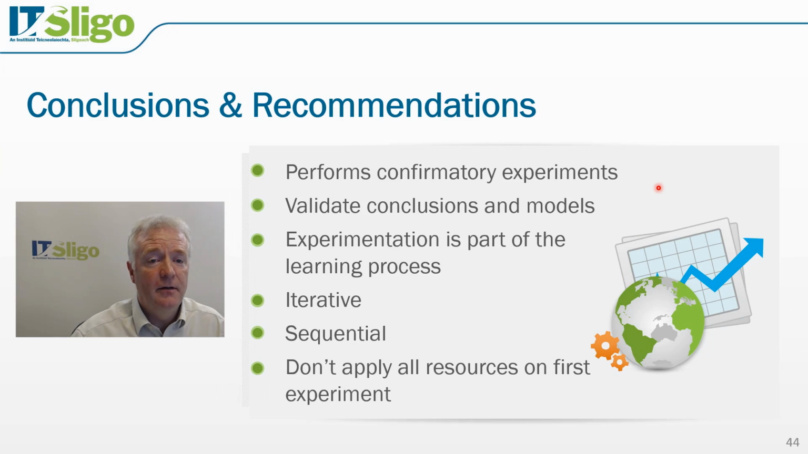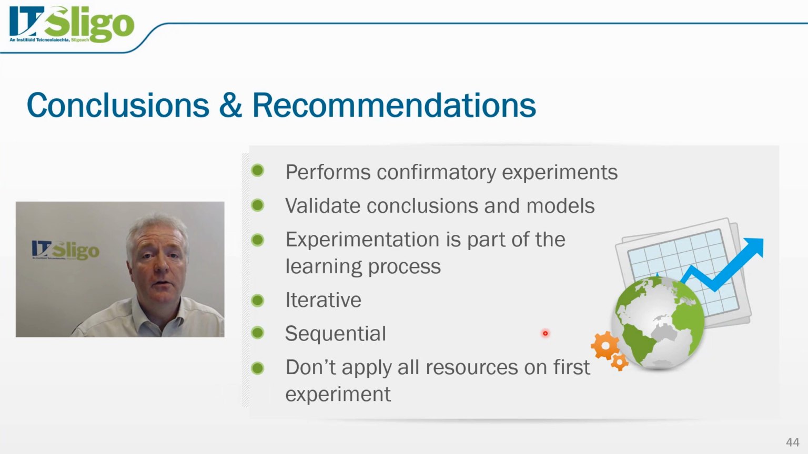Coming out of experimental design, we will have performed confirmatory experiments. These will have allowed us to validate the conclusions in the empirical models. Now, it is important to realize that experimentation is part of a learning process. We're learning more about the process by conducting experiments. In that manner, they should be iterative, so we can find out more information about the process, so that we can conduct experiments that will identify what the levels and factors of the next experiment should be.